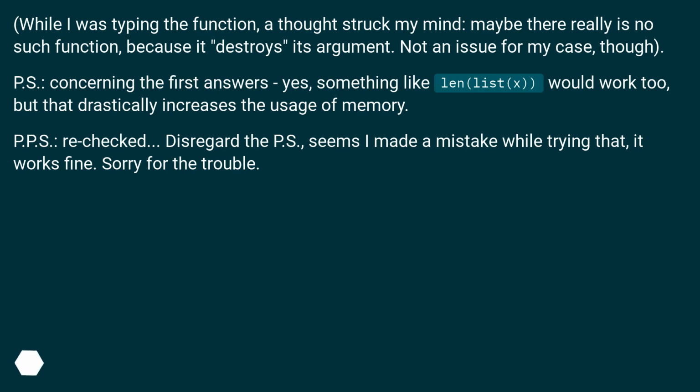P.S. Concerning the first answers, yes, something like len(list(x)) would work too, but that drastically increases the usage of memory. P.P.S. Rechecked. Disregard the P.S., seems I made a mistake while trying that, it works fine. Sorry for the trouble.